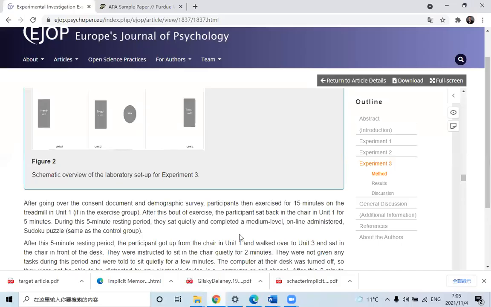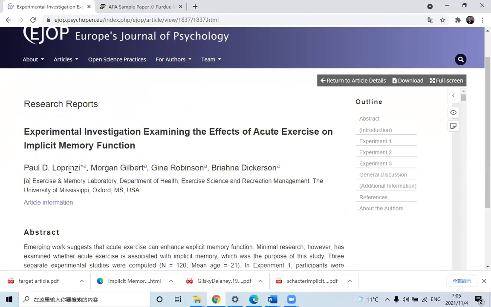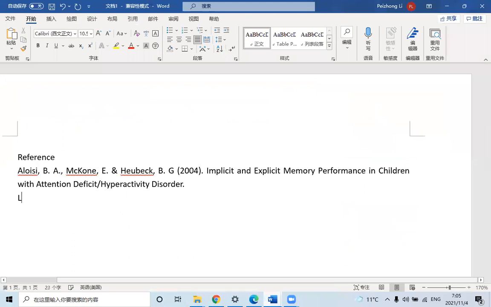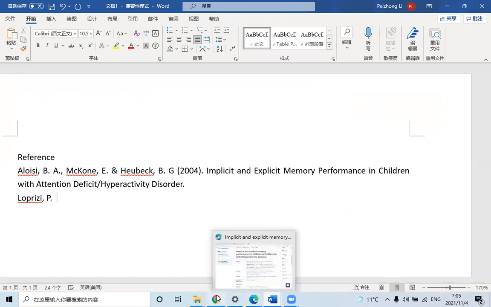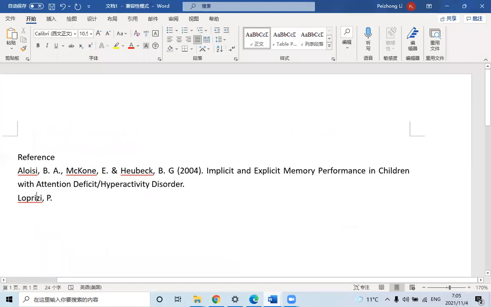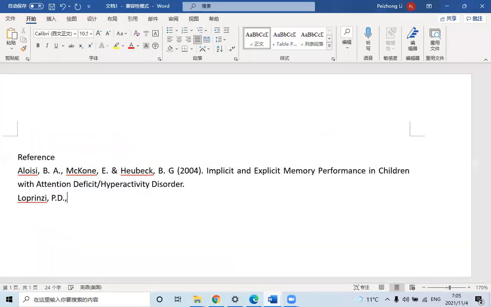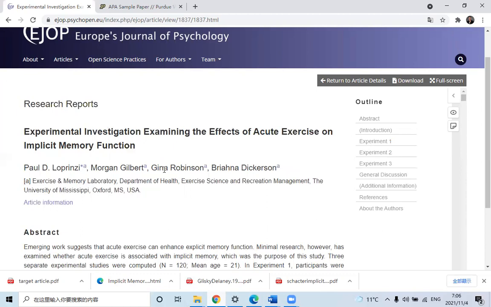And then the other article I'm going to review is this one. It's about Loprezi, Robin Gilbert. And oh no, there's four people. Robinson.